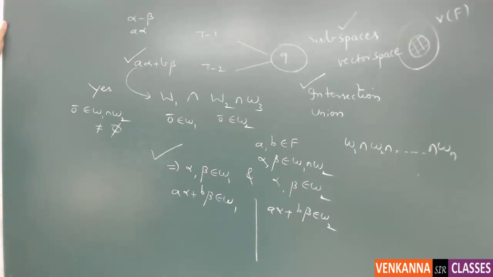So what is the point we have learned here? The intersection of subspaces is a subspace. You can take any number of intersections, 2 intersection, 3 intersection and so on, n intersection of subspaces. Okay? If you have any doubts, you can ask.